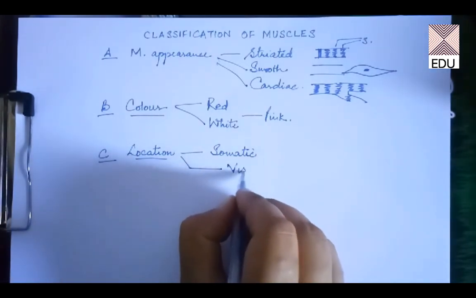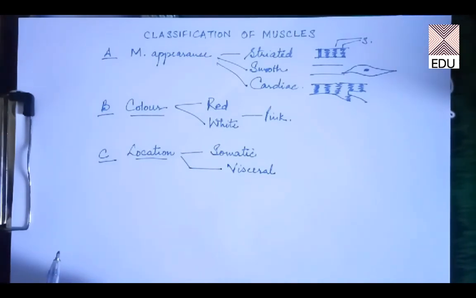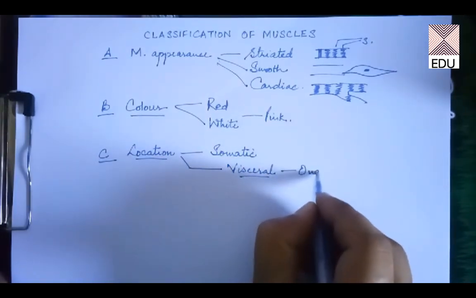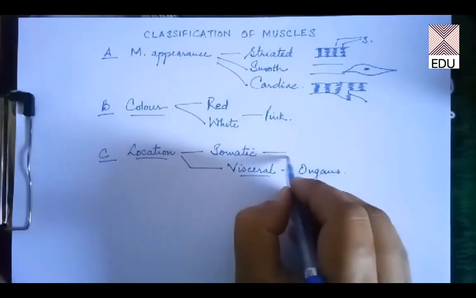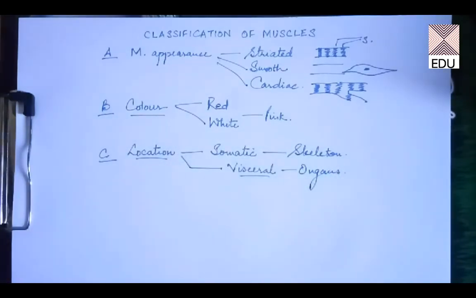The second type is visceral muscles. These are the muscles which are controlling the activity of the organs, vessels, and the ducts in the body. So these are associated with the organs, and the somatic muscles are associated with the skeleton. So these are the types of muscles on the basis of location.